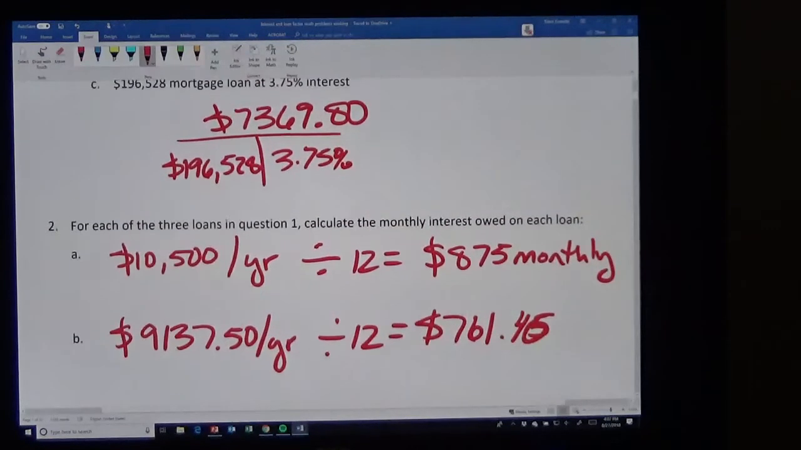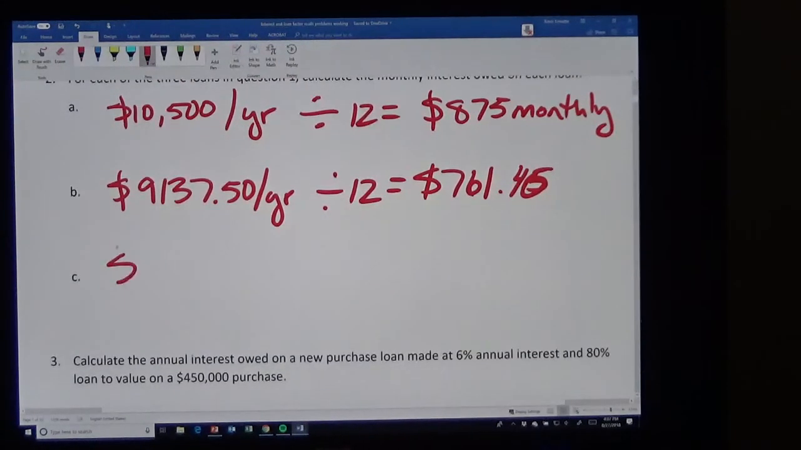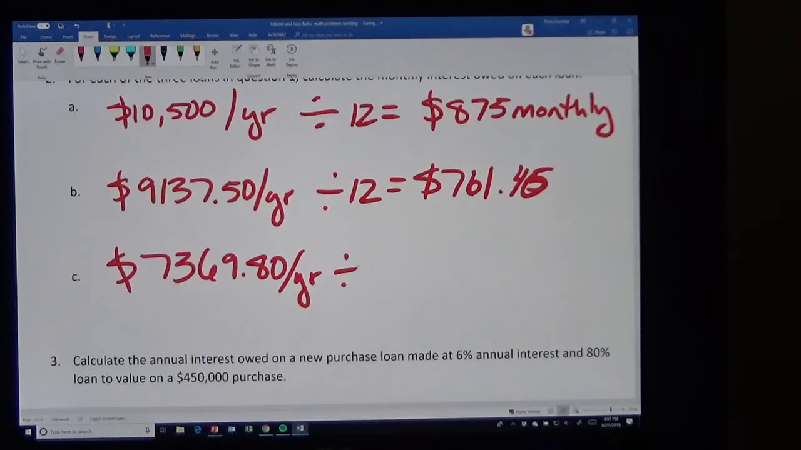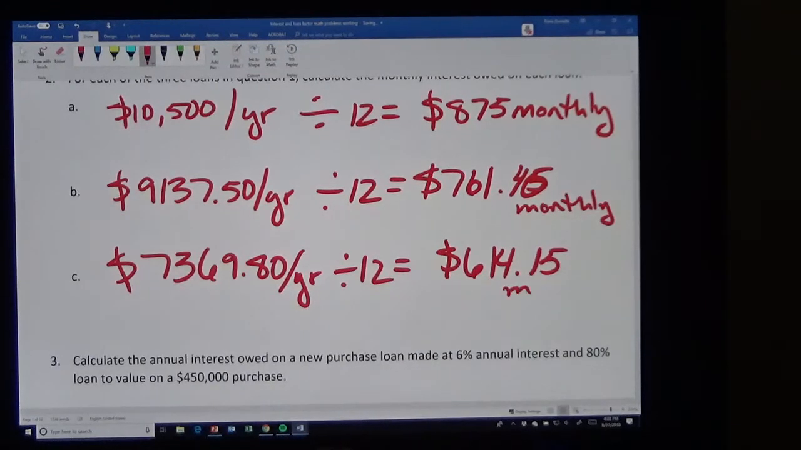And then in C, we have $7,369.80. So we've got $7,369.80 per year divided by 12 equals $614.15 monthly. And these are all monthly numbers.